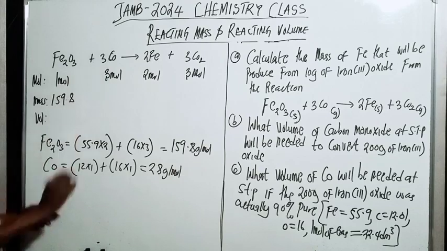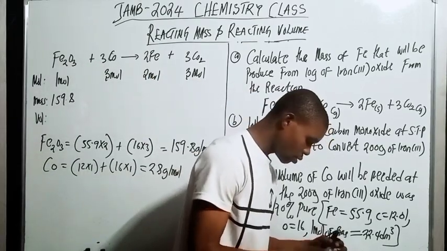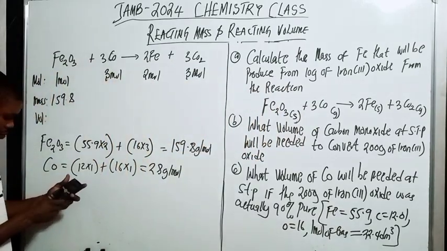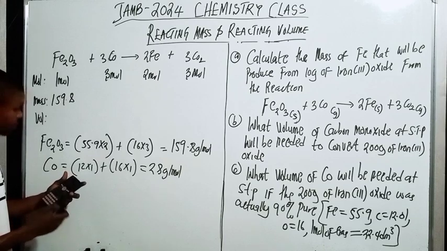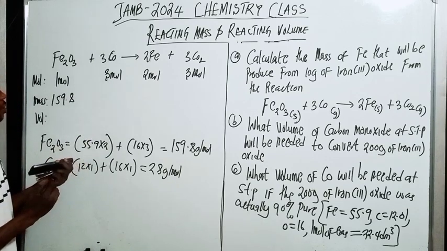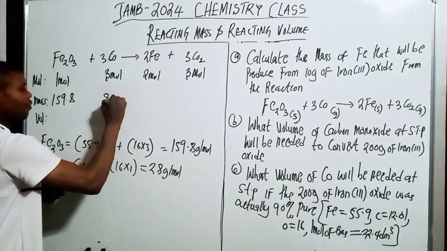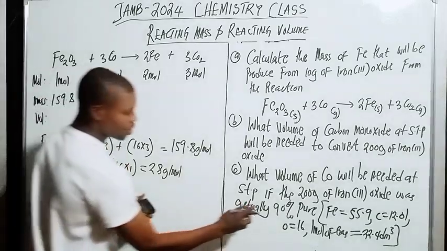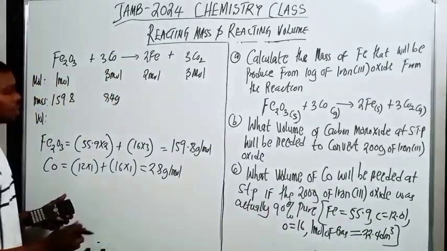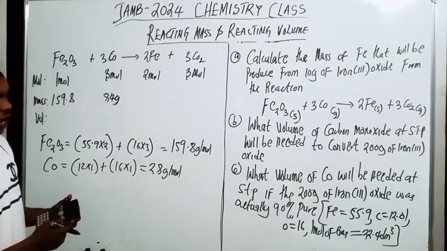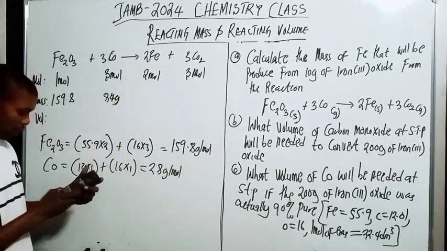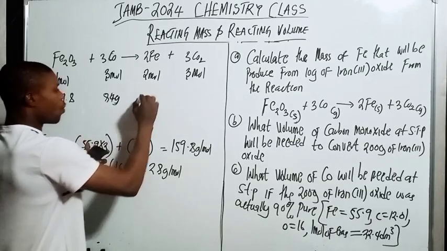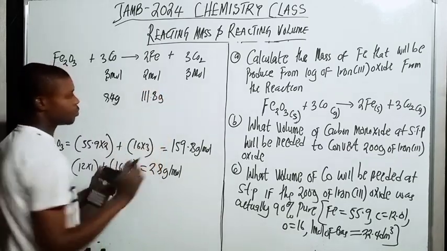How many moles do we have here? We have 3. So 28 times 3, what do you have? Here we have 84 gram. Now iron is already 55.9. 55.9 times 2, what are you going to get? Here I get 111.8 gram. Do you understand?